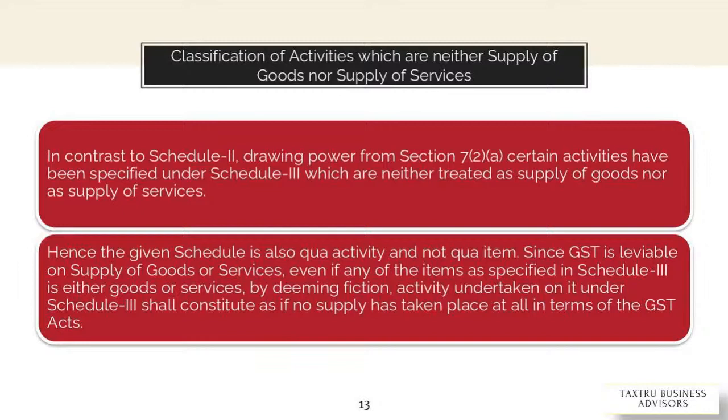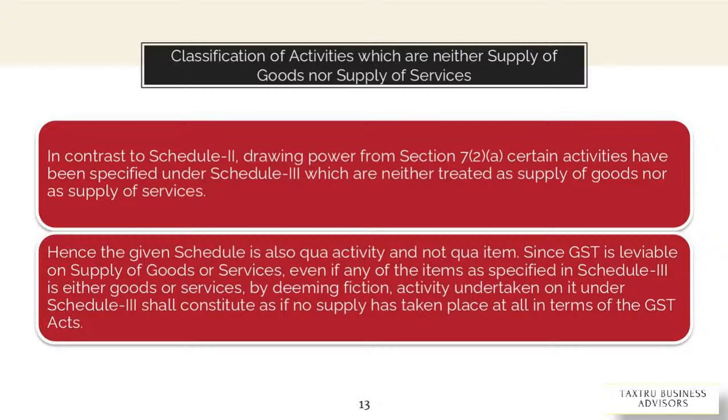Now, in contrast to Schedule 2, drawing power from Section 7(2)(a), certain activities have been specified under Schedule 3, which are neither goods nor services, as I said. Hence the given schedule is also co-activity, not co-item. Since GST is leviable on supply of goods or services, even if any of the items specified in Schedule 3 is either goods or services, by deeming fiction, the activity undertaken on it under Schedule 3 shall constitute as if no supply has taken place in all terms of the GST Act.